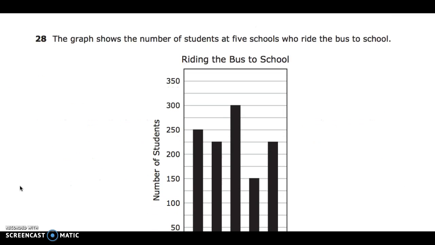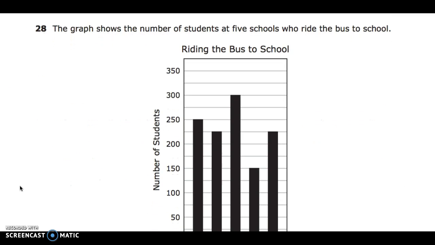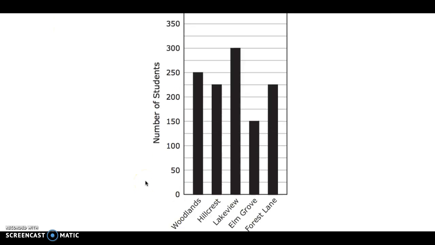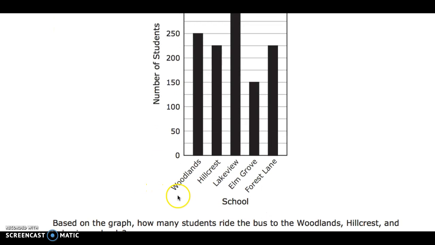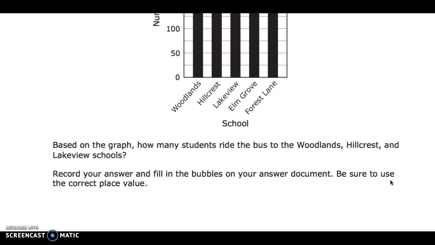Number 28. The graph shows the number of students at 5 schools who ride the bus to school. Riding the bus to school. Number of students. Woodlands, Hillcrest, Lakeview, Elm Grove, Forest Lane. Based on the graph, how many students ride the bus to the Woodlands, Hillcrest, and Lakeview schools? Record your answer and fill in the bubbles on your answer document. Be sure to use the correct place value.